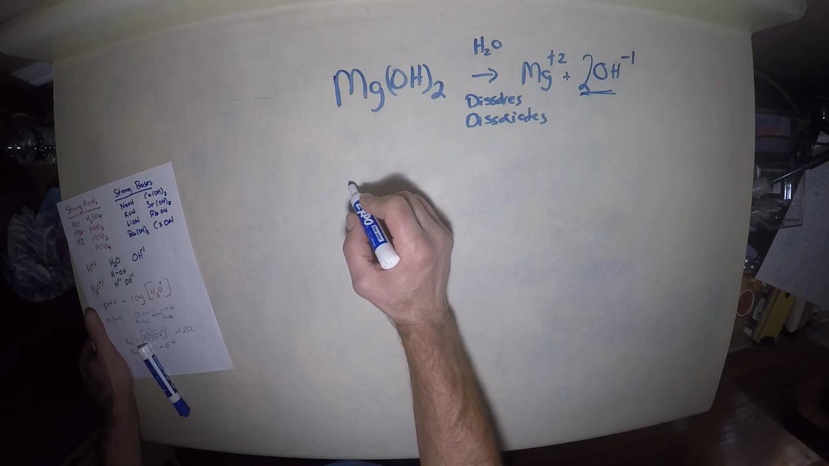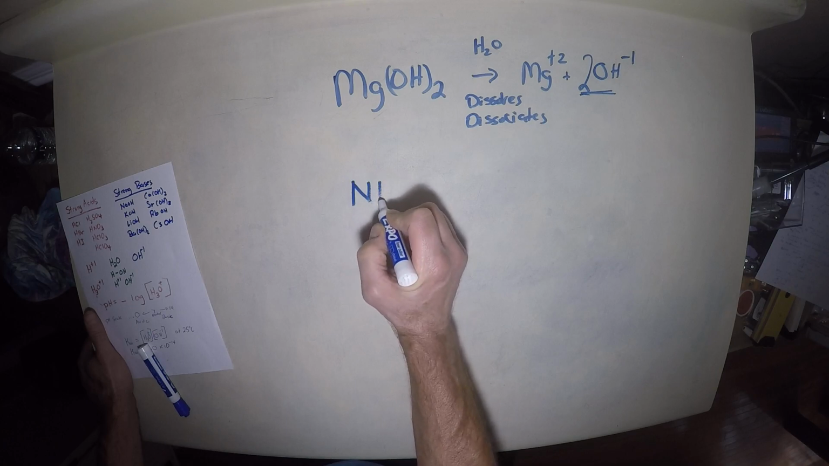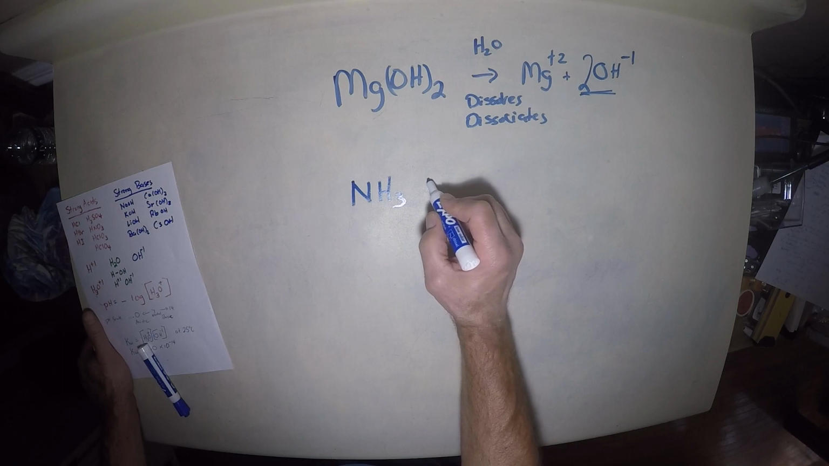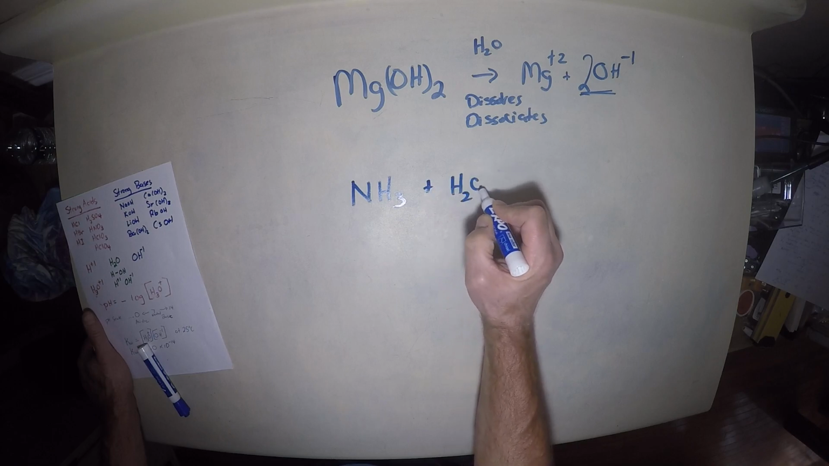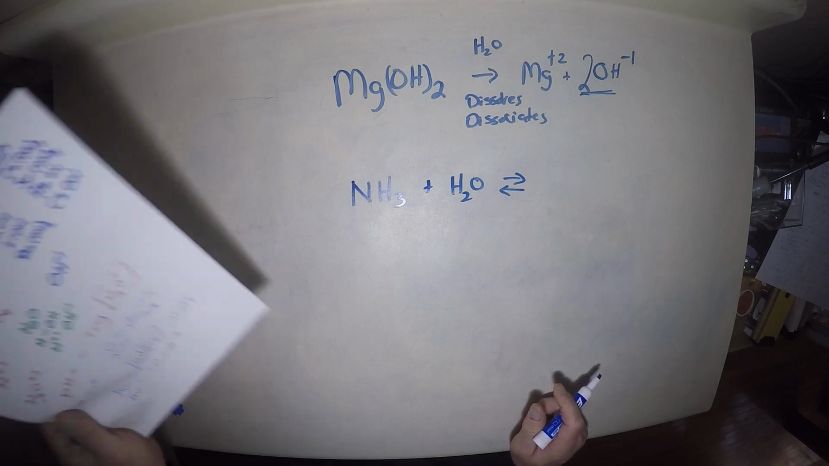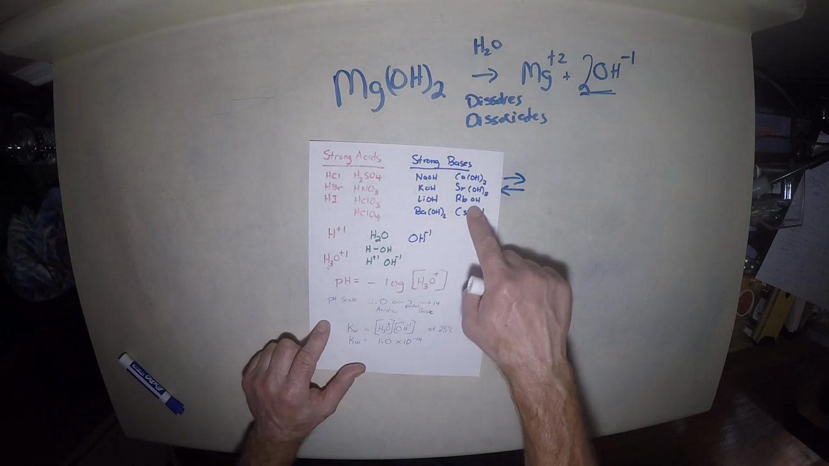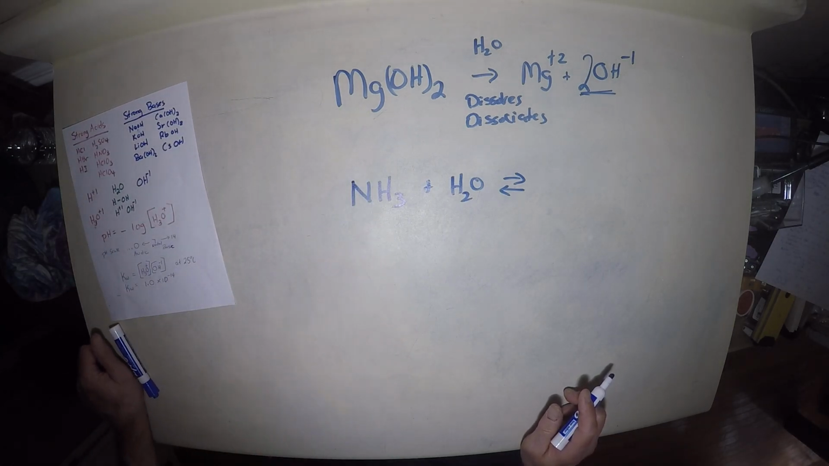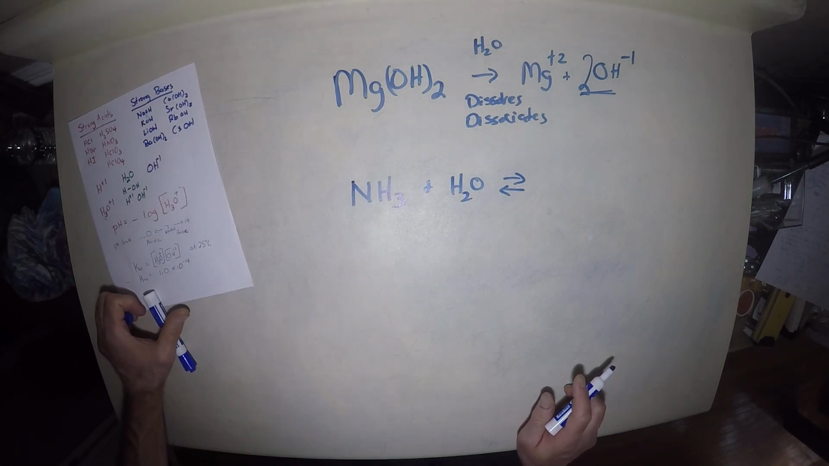And then there's other bases. A classic example would be ammonia. So if you're told ammonia is a base and you're shown water, then you should automatically know again, ammonia is not one of your strong bases. So if you're told it's a base, then it must be a weak base.